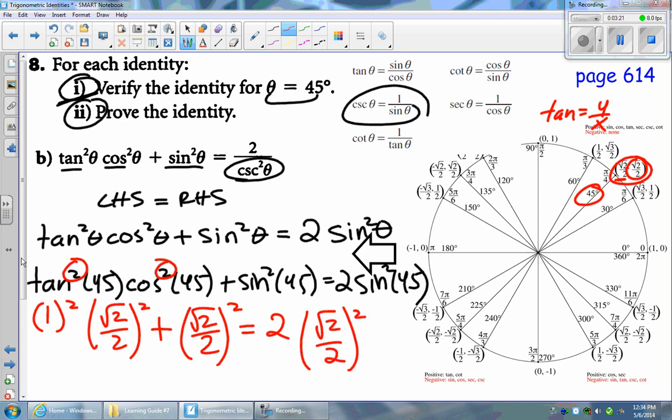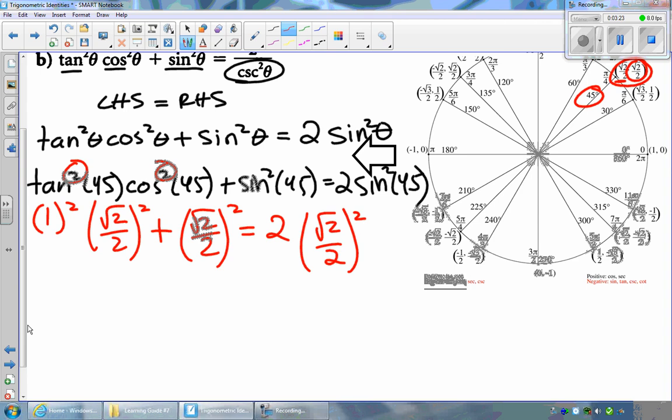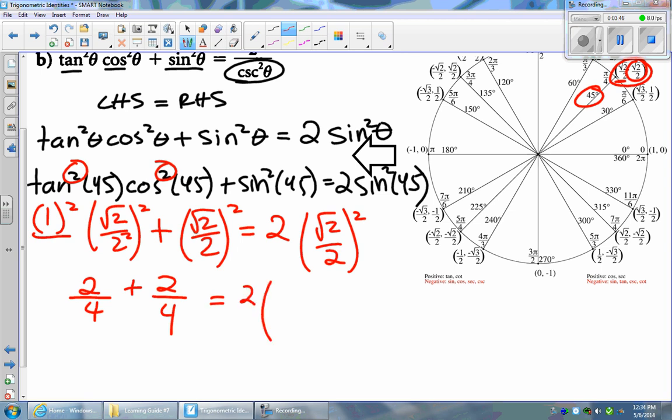Okay, so from here, let's go ahead and simplify and verify that each side is equal. So 1 squared just gives you 1, so I don't have to write that down. Root 2 over 2 squared: squaring gets rid of the square root, so you end up with 2 over 4. You need to square the bottom as well. Plus root 2 over 2 squared gives the same thing, so 2 over 4. This is equal to 2 times root 2 over 2 squared, which is 2 over 4 again.